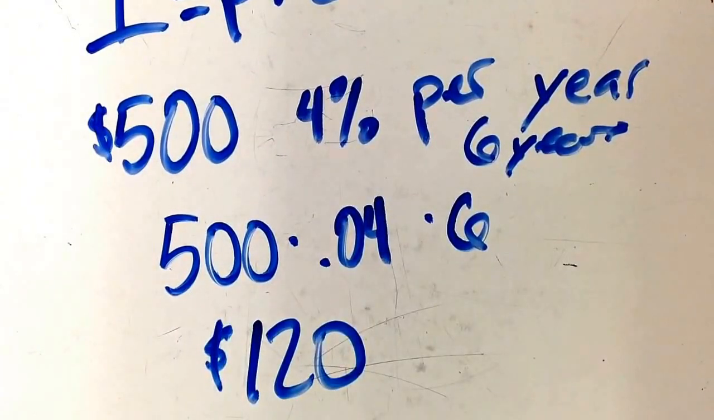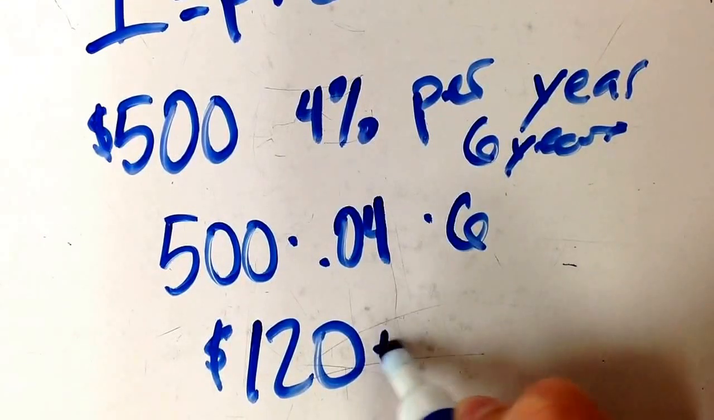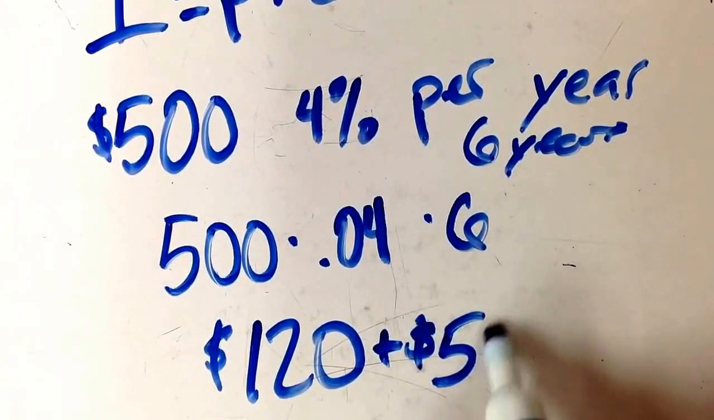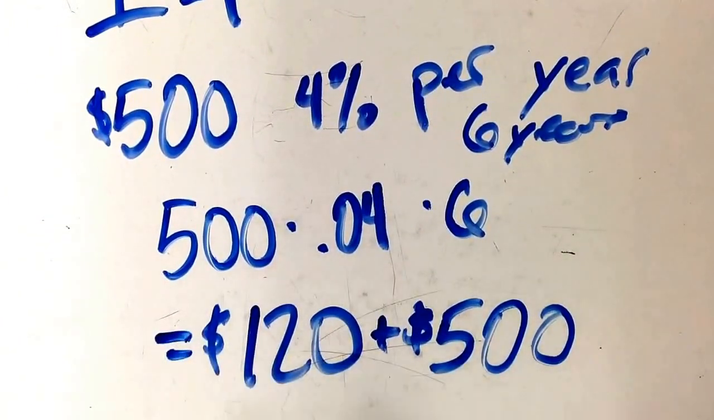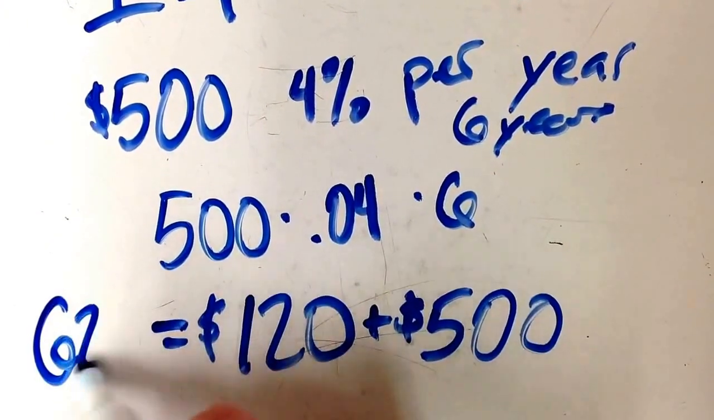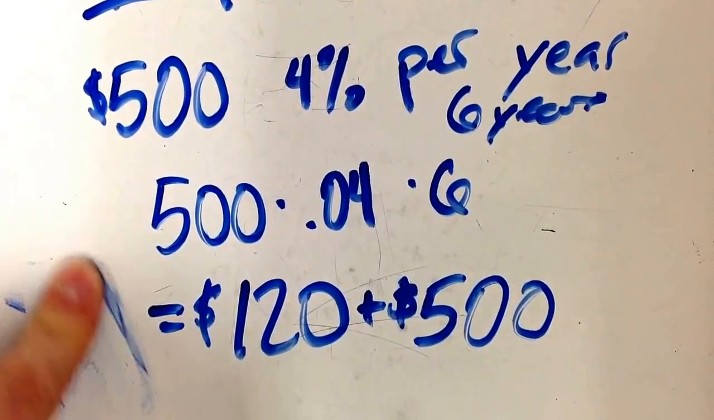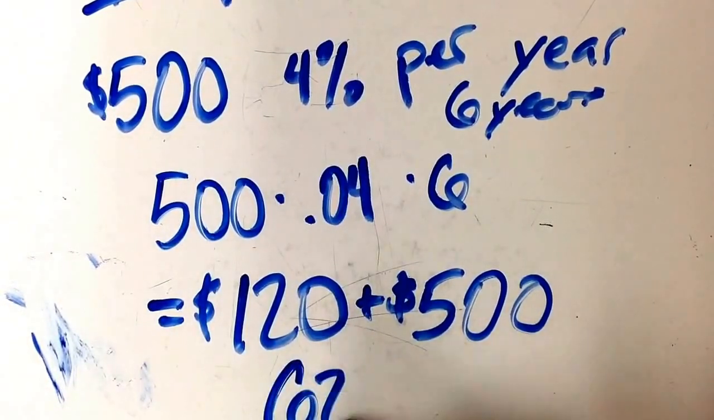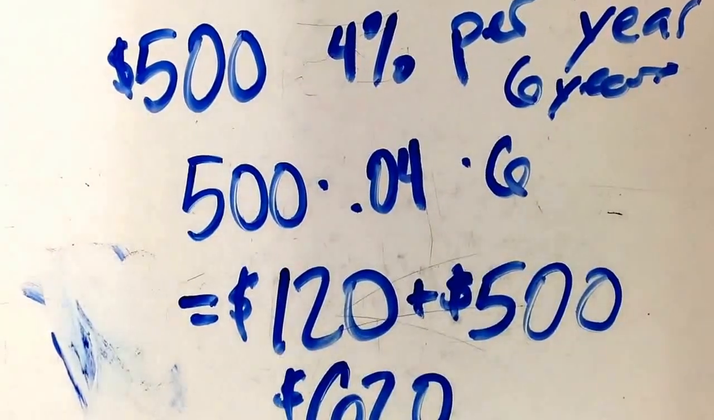This is the interest that you earn. So be careful about reading the directions and if they're asking for the interest earned or your balance. If they're asking for the interest earned, 120 is it. If they ask for the total balance, you're going to have to add in the amount of money that you started with in the bank. So in this case, if I wanted to know my total balance for putting my money in for 6 years, I would add those two together to get $620. That's pretty simple because it's simple interest.